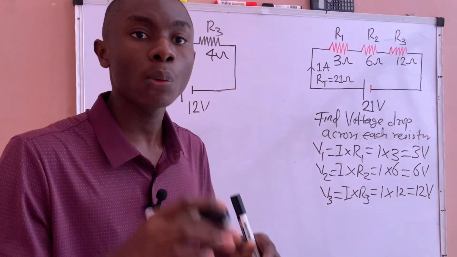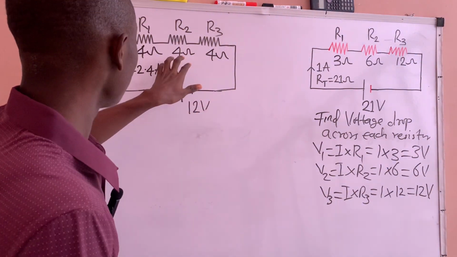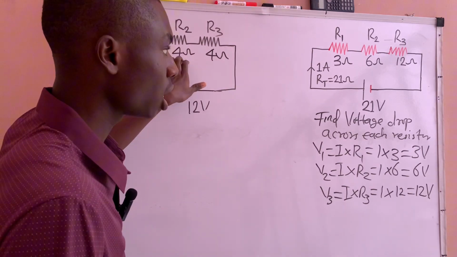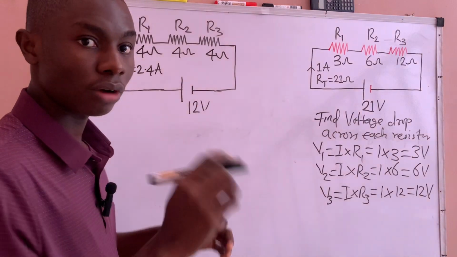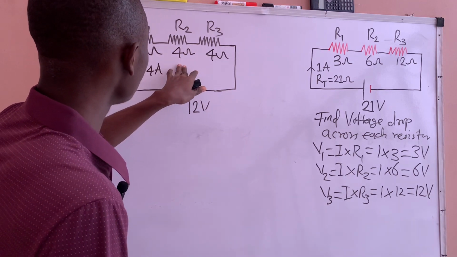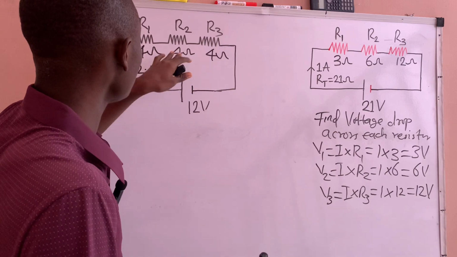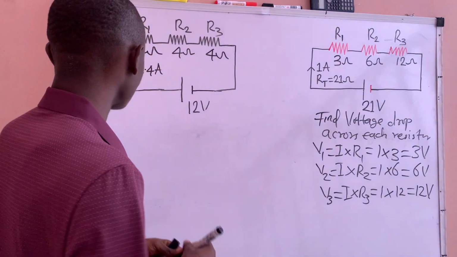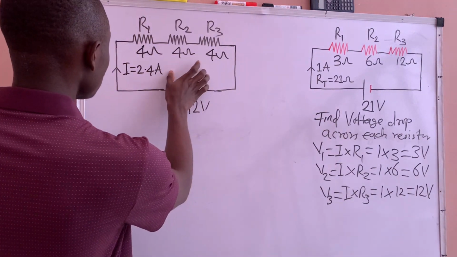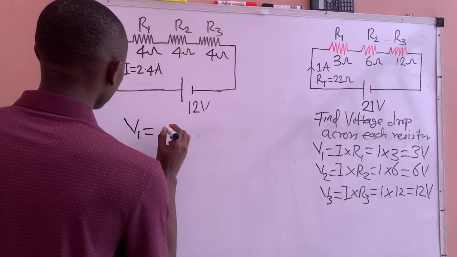So the voltage that we drop across the individual resistor will be what? The same, because the values of the resistors are the same. Okay, let us confirm whether the voltage that we drop across the individual resistor will be the same, since the resistance value of each of the resistors is the same.